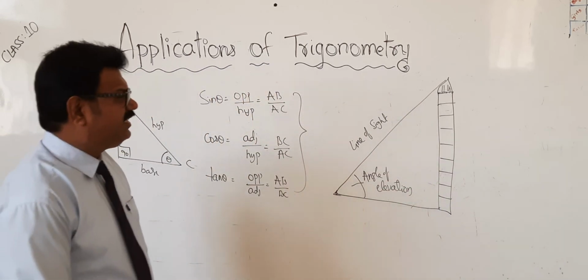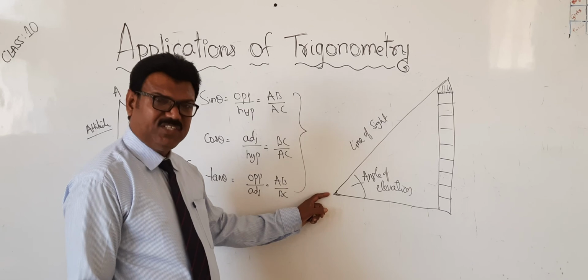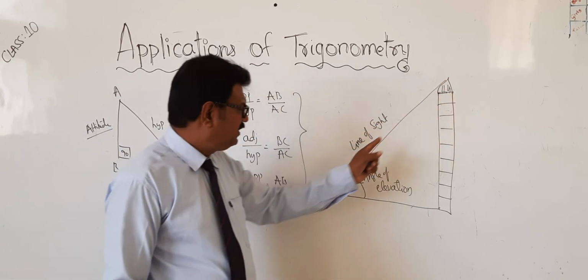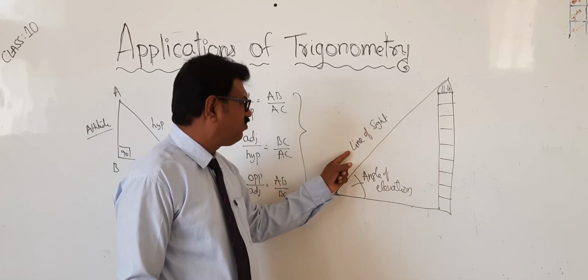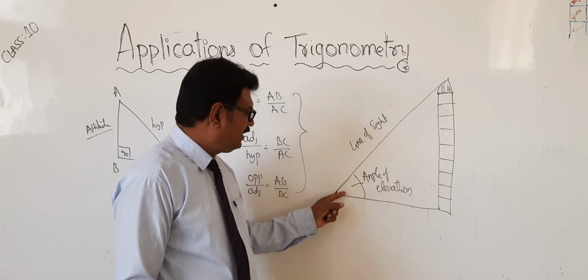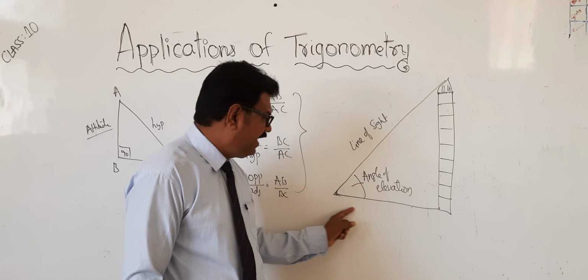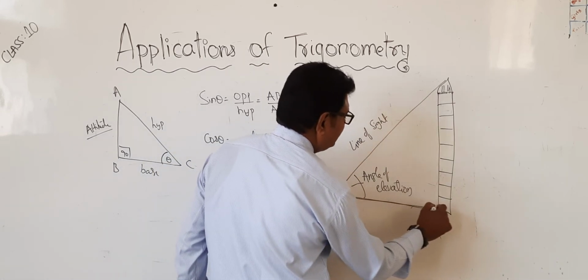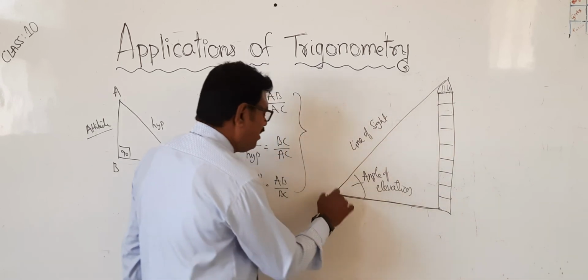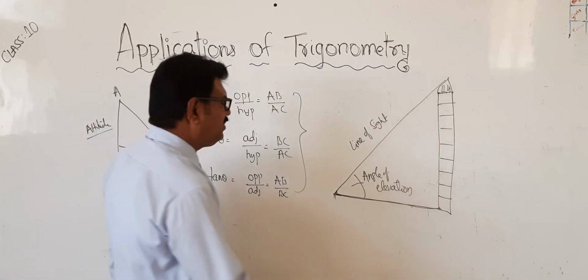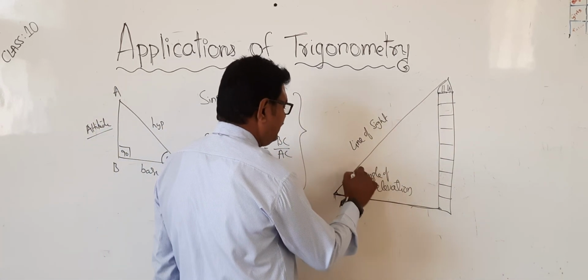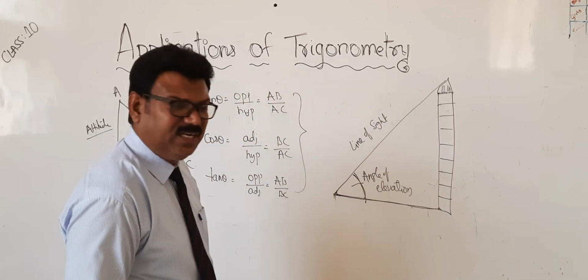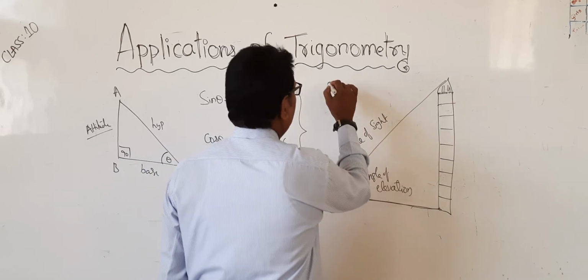If a person is watching from the horizontal line to the tip of the building, then this side is known as what? Line of sight. The angle between the line of sight and the horizontal line. This horizontal line is nothing but the distance between the pole and the person. This is the horizontal line. Therefore, this angle is known as angle of elevation. Did you understand?